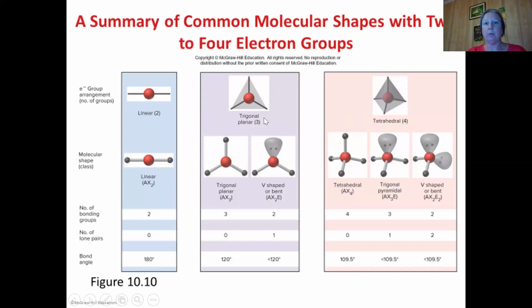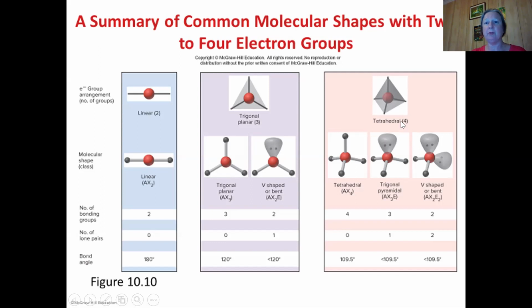For electron group number 3, you have 3 connections or electron pairs around a central atom. And if they are all 3 bonded with another atom, it's an AX3 trigonal planar. But if one of them is an E, an electron pair, then you have the V-shaped.